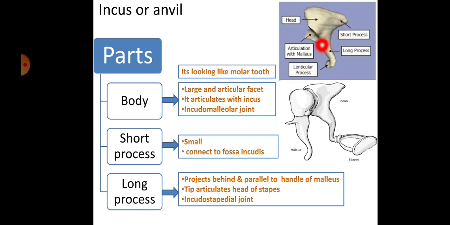Body, short process, long process. The body is large and has an articular facet. This articulates with the head of the malleus, once again forming the joint that is called the incudiomalleolar joint.